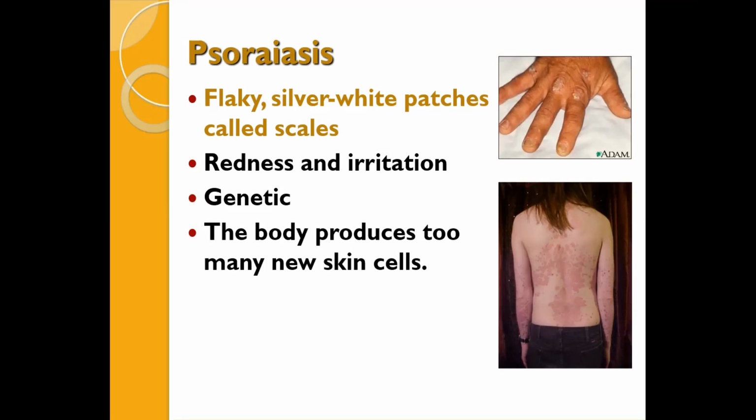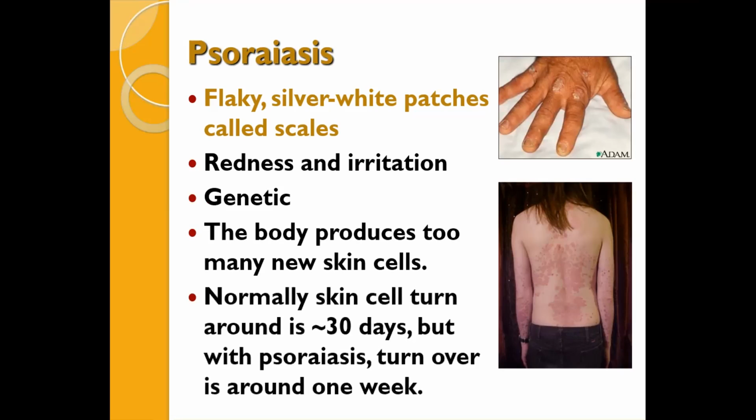The body's producing way too much epidermis, way too much. Normally, you regenerate your entire epidermis in a month. For people with psoriasis, it's a week. So they're making a lot. It's just genetic. You cannot catch it if you rub your arm on their arm. You cannot catch it if you have sex with them or kiss them. It's just them. The only way you can pass it on is from parent to child.